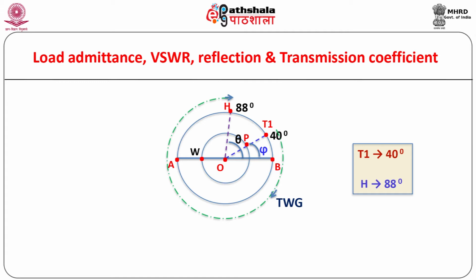Step number 4. Find the point P on the circle such that the line OP, when extended up to point T1, measures the angle of reflection as 40 degree. Step number 5. From point T1, move towards the generator along the circular scale of angle of reflection to obtain the point H reading 88 degree.